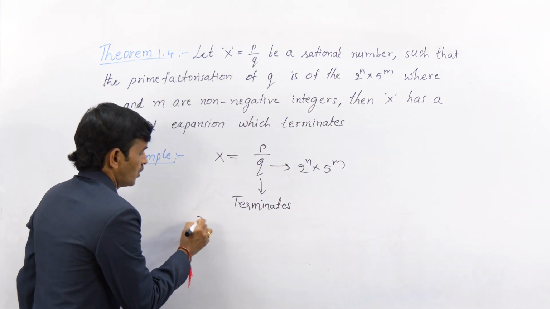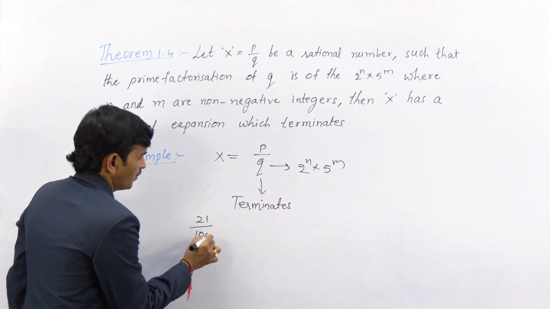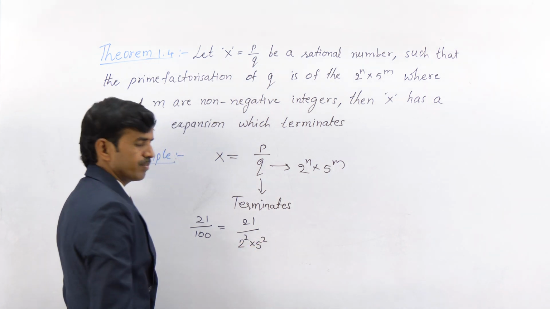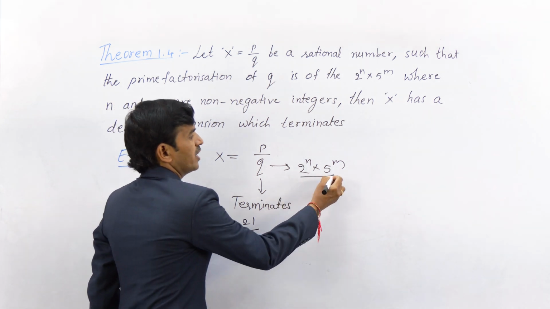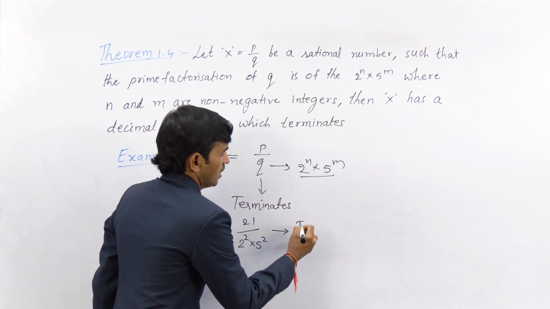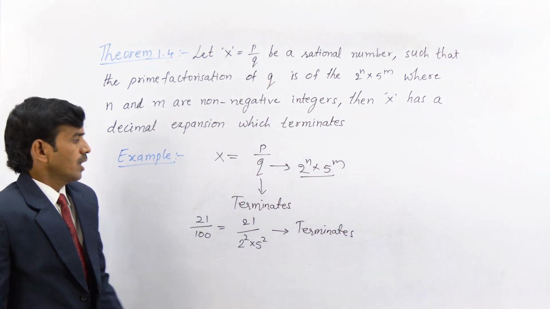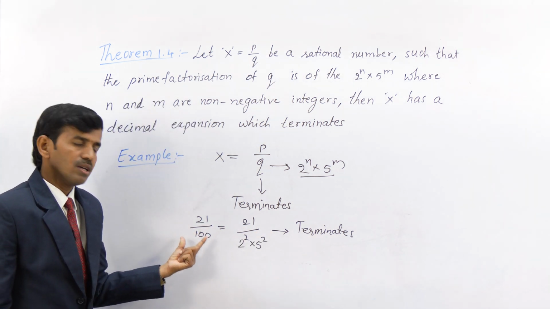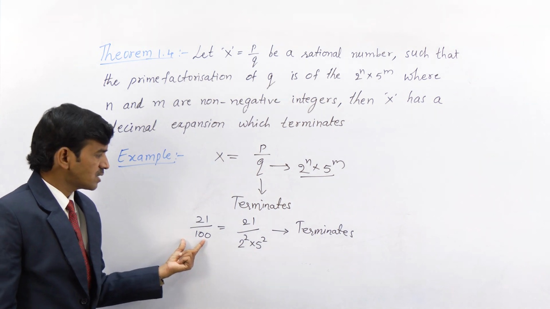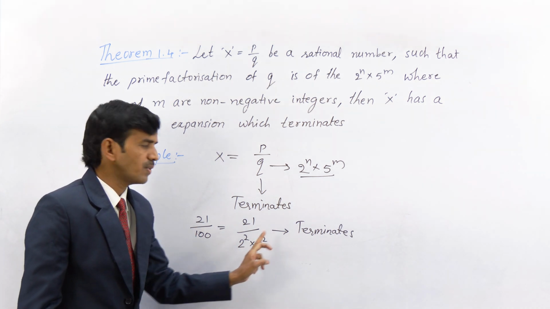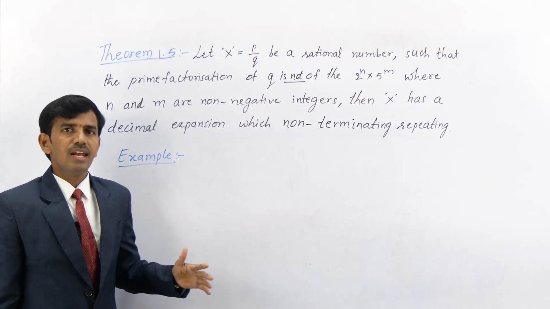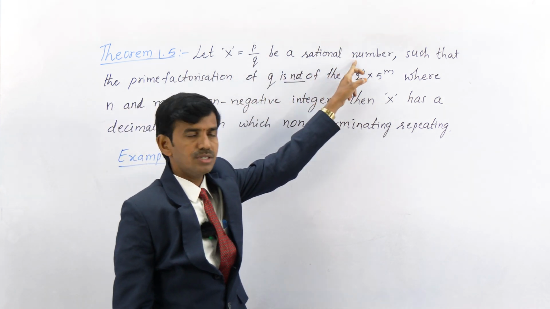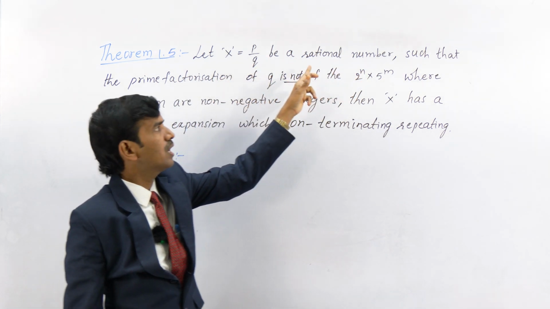For example, if you consider 21 by 100, 21 by 100 can be written with denominator 2 square into 5 square. Since it is written in the form of 2 power n into 5 power m, therefore this number terminates. If it is terminating, we can express it in the form of p by q, and such a number is called a terminating decimal. Otherwise, if the denominator is written in the form of 2 power n into 5 power m, definitely it will be terminating. Okay, let us discuss theorem 1.5. Let x equal to p by q be a rational number. The numbers which are in the form of p by q are called rational numbers, you know that.